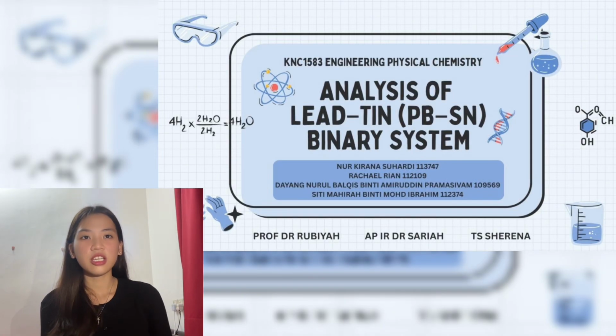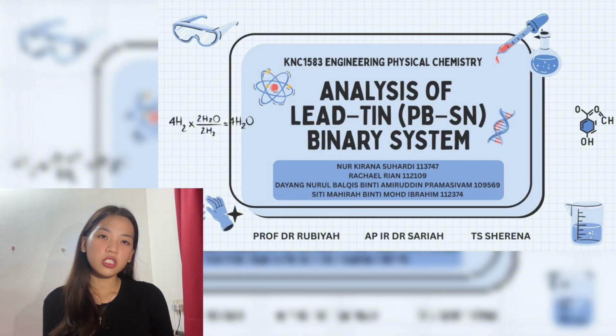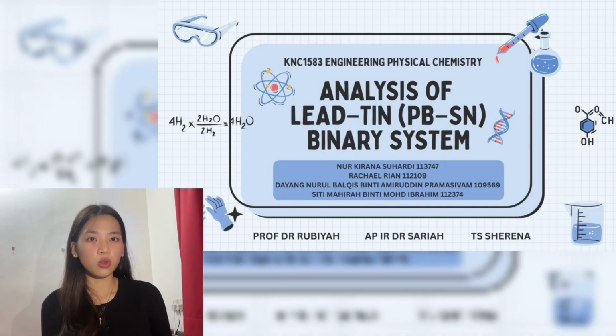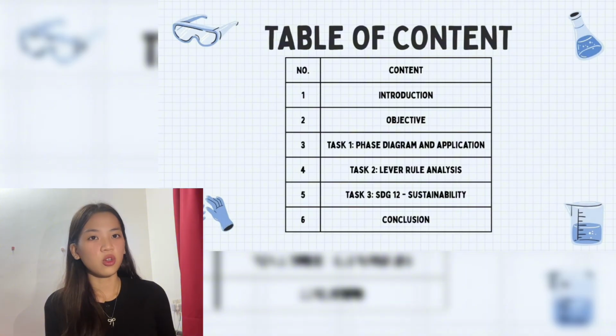This presentation analyzes the lead-tin binary system, a well-known eutectic alloy widely used in engineering applications. The study focused on phase diagram, lever rule analysis, and sustainable production practices, demonstrating the application of phase equilibrium concepts in practical engineering contexts. The structure of this presentation is as follows.